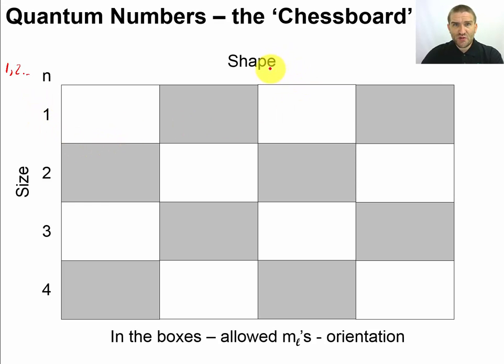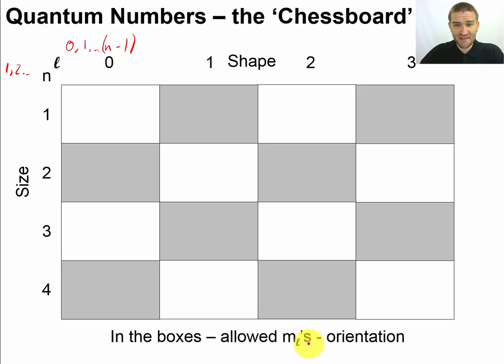Now, the shape is usually going to be given by the quantum number L. That quantum number is called the angular momentum quantum number. Now, that's going to tell us our shape. The rule for L is that it goes from 0 all the way out to 1 less than whatever your n level was. We're going to make that make some sense here in a second.